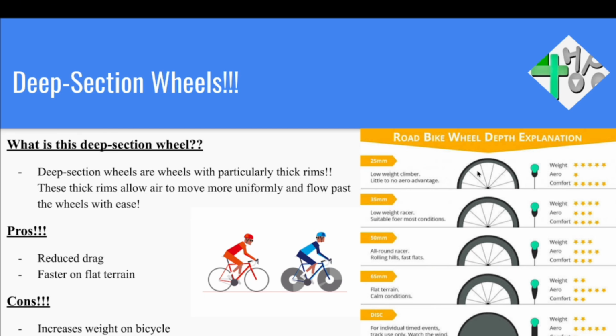So we can see here the road bike wheel depth explanation. I'm just going to summarize this. As you increase the depth of the wheel in millimeters, you can see what the weight, aero, and comfort levels are. Apparently, the more balanced ones, the balance of stars, would probably fall into the 35 millimeter or the 50 millimeter category. These would be the best bet for weight, aero, and comfort dynamics.